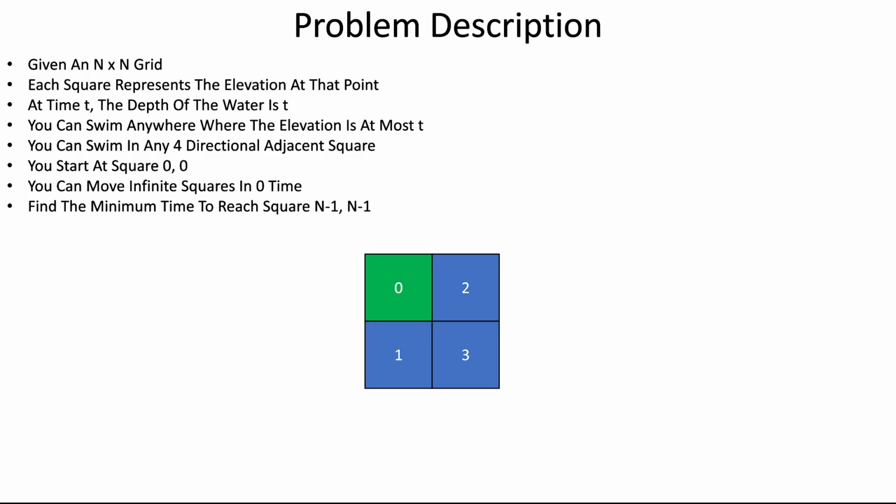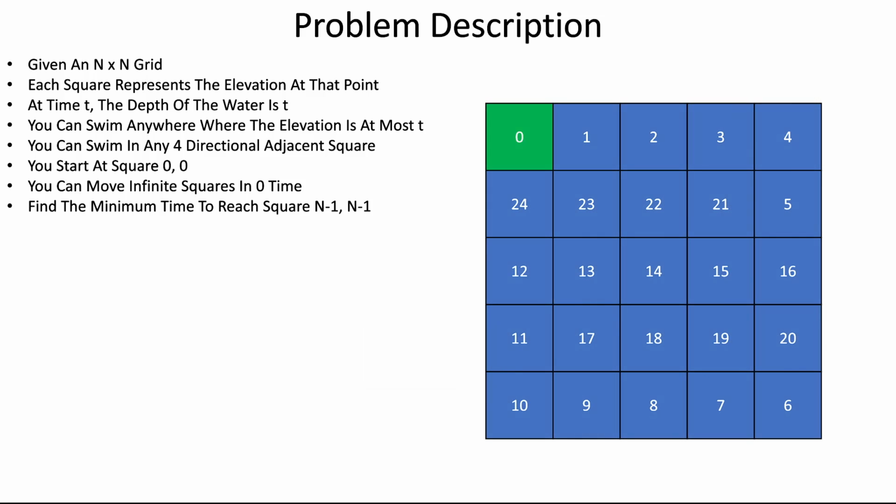Looking at this example, we have 0, 1, 2, 3. So we first either go to 1 or we go to 2. At time 1, we can go to 1, and then we have to wait until time 3 before we can go to 3. So the solution will be 3.